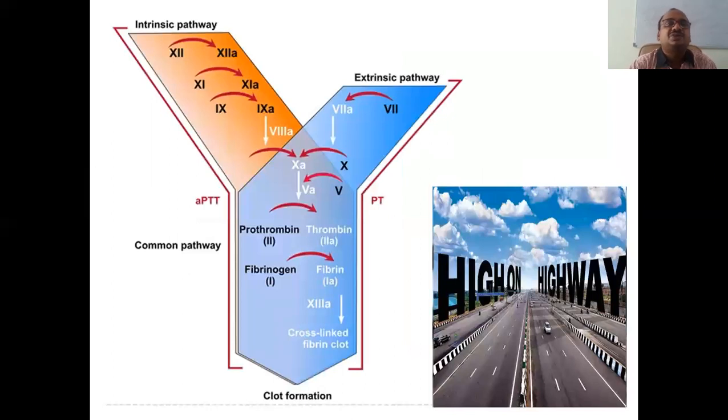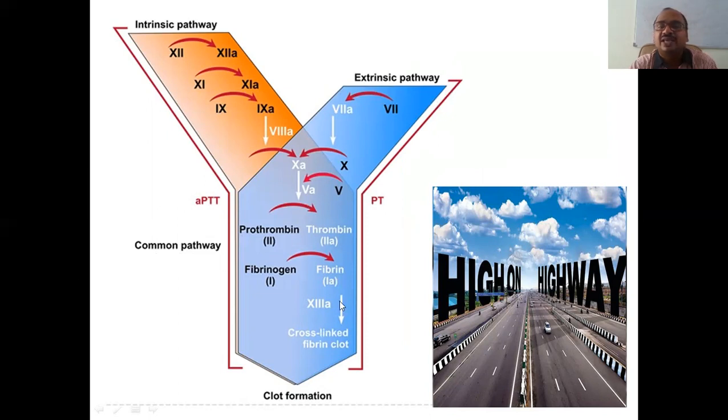Here you can see blood clotting is not easy. There are 2 pathways, and 13 factors are involved. One is the intrinsic pathway. Here you can see the extrinsic pathway, which I have shown in a different color. And here you can see the common pathway.